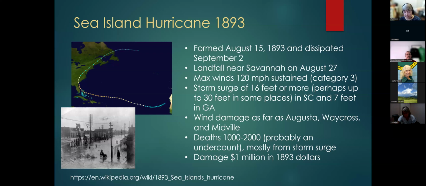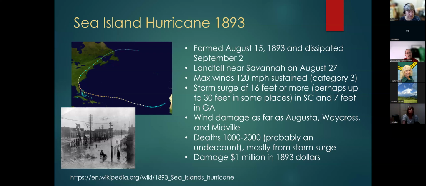You can go in and look at some of the newspapers of the time and just read really tragic stories. That was what was going on. The damage at the time was $1 million in 1893 dollars. That probably works out to about 50 million now. Of course, that was at a time when there was a lot less development along the coast. And so now if a similar storm hit, you'd expect to see that damage just be enormous.